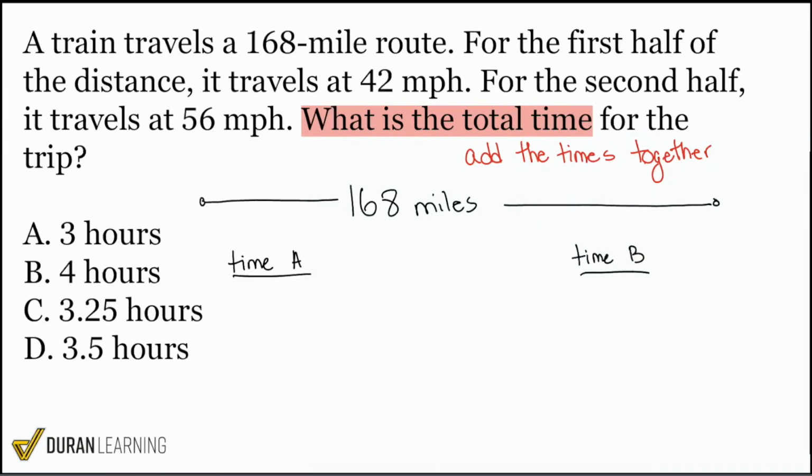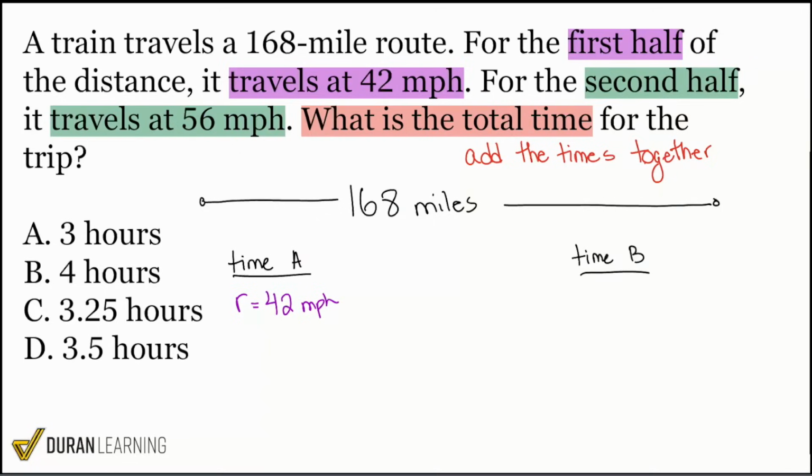For the first part, everybody, I think we can all answer this one clearly. What is the rate for the first part of the trip? What is the rate that we're given? For the first half of the trip, we're given 42 miles an hour. Exactly. So we'll do 42 mph. For part B of the trip, I'll use green for that. The second half, it says we travel at 56 miles per hour. So I'll have my rate equals 56 miles per hour.